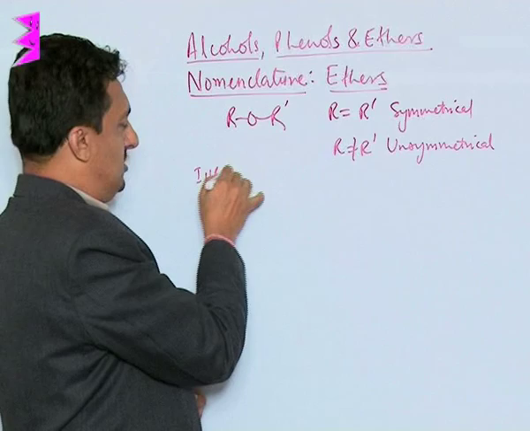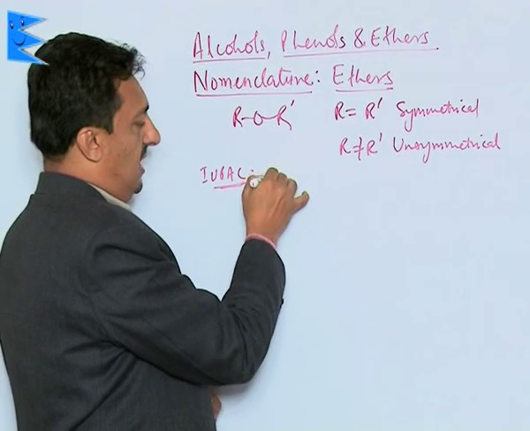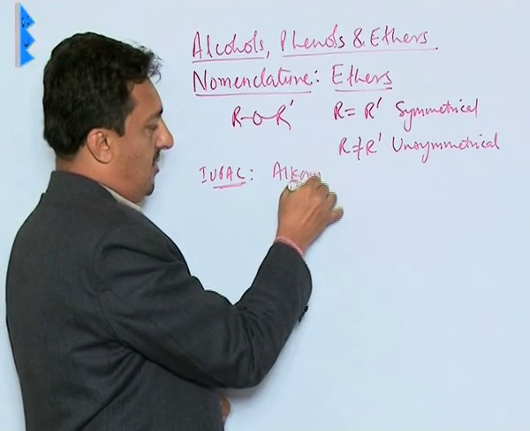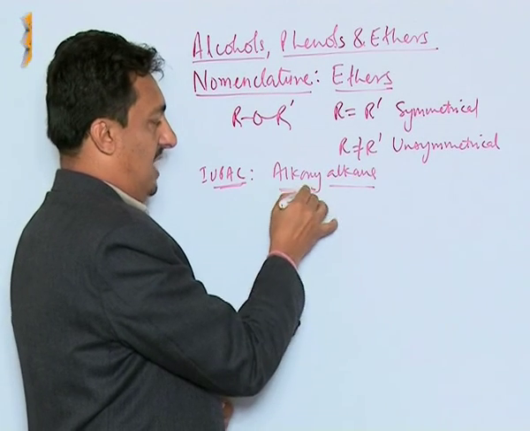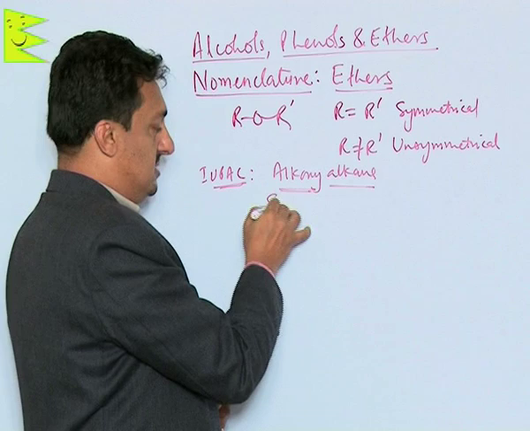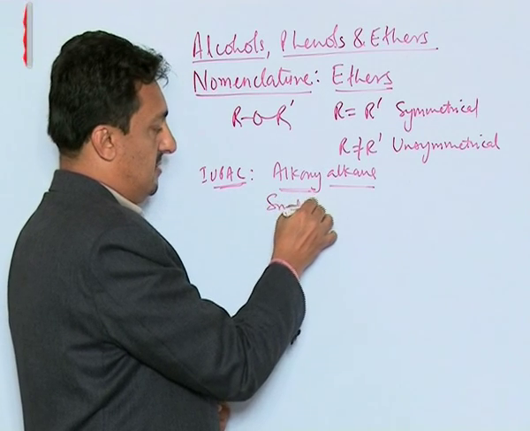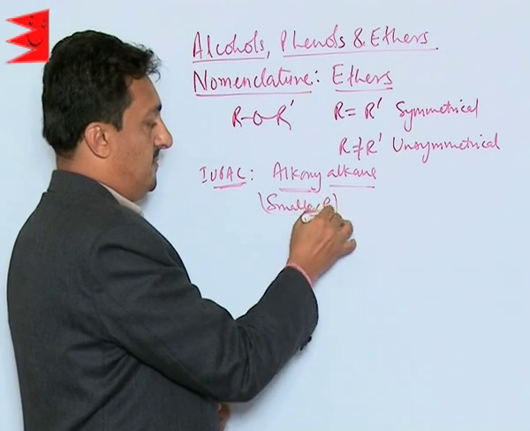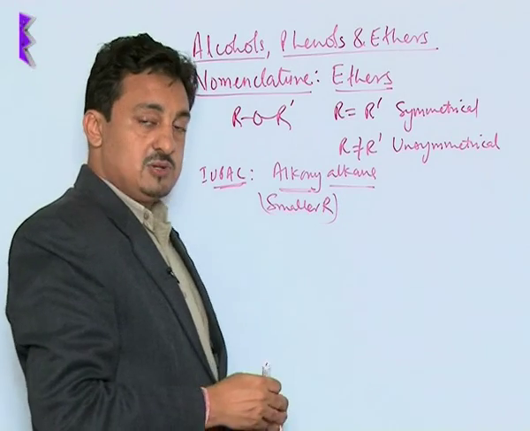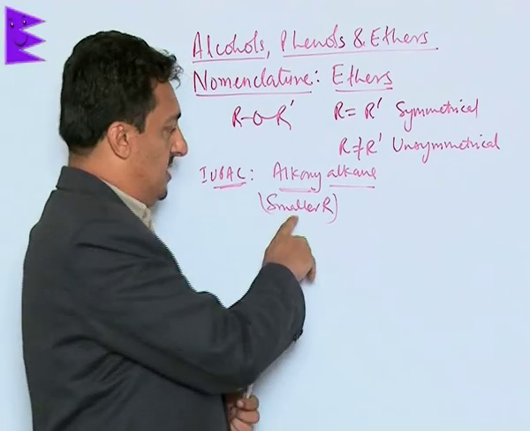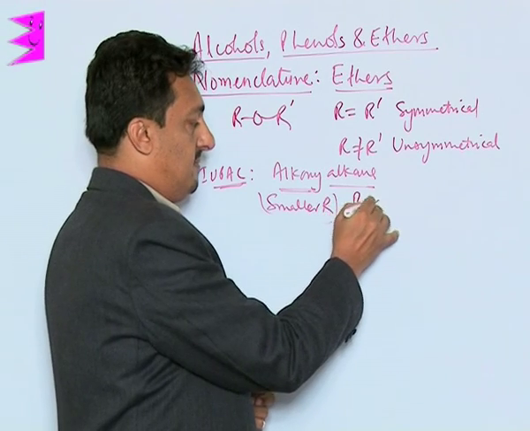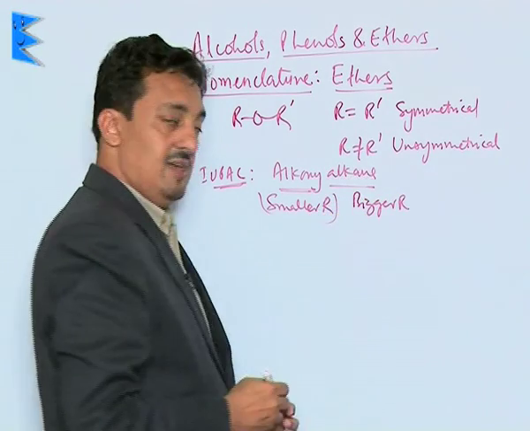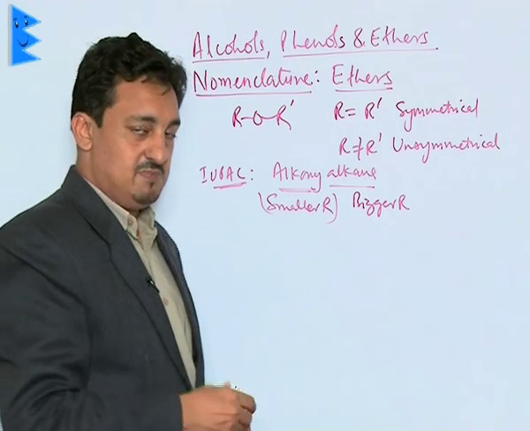In the IUPAC nomenclature system, they are called alkoxy alkane. Remember, this alkoxy is always the smaller R. The oxygen goes with the smaller chain, that becomes your alkoxy, and the bigger R becomes your alkane. That's the basic logic behind this.